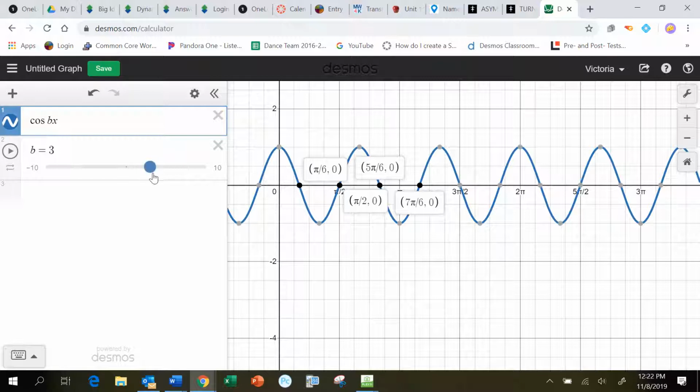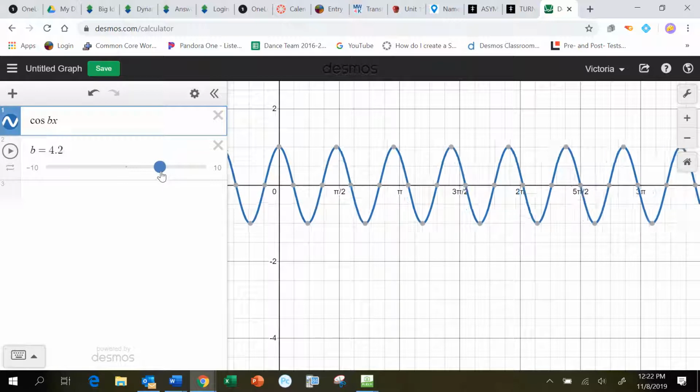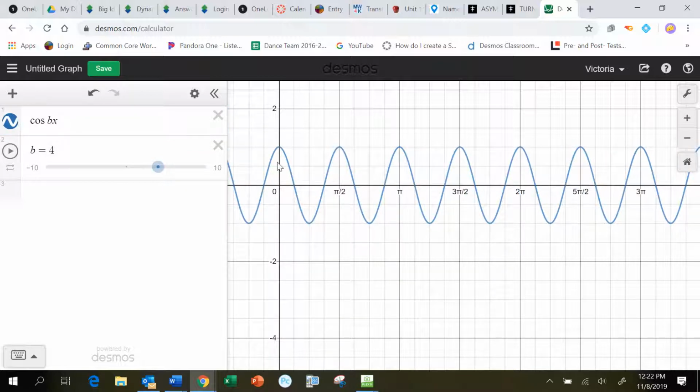What do you think would happen if I moved it to b equals 4? How many cycles? 4 cycles is the correct answer. If b equals 4, there will be 4 cycles. Here's my first cycle, second cycle, third cycle, fourth cycle.